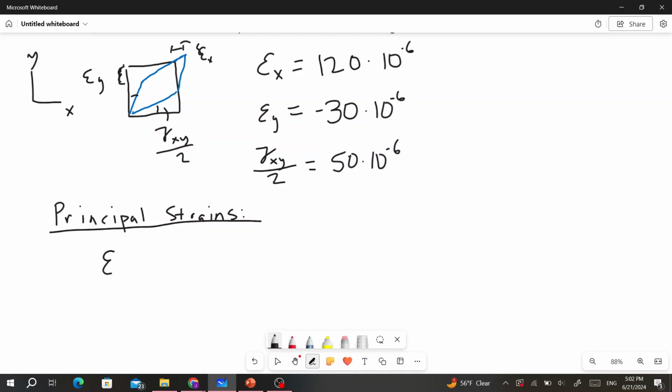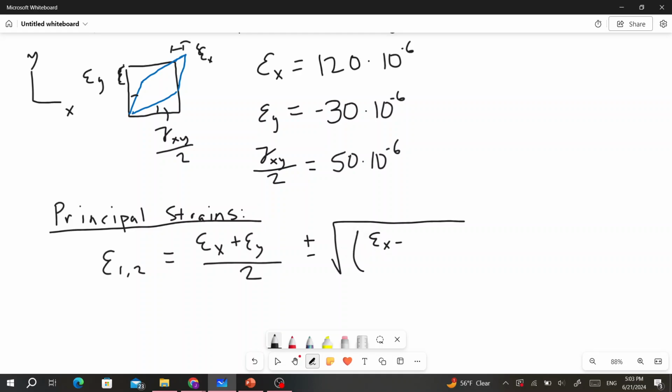And that is epsilon 1 and epsilon 2 is equal to (epsilon x plus epsilon y) divided by 2, plus or minus. And remember, the plus is for calculating epsilon 1, the minus is for calculating epsilon 2. The square root of ((epsilon x minus epsilon y) divided by 2) squared plus (gamma xy over 2) squared.